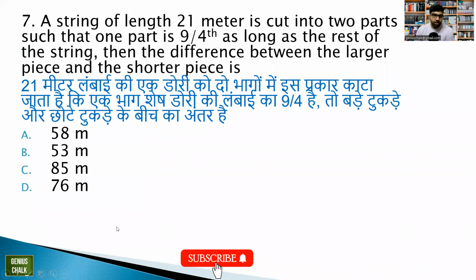Next question says a string of 21-meter length is cut into two parts such that one part is 9 by 4 as long as the other part, right? So what is the difference between the larger piece and the shorter piece? This we can solve by ratio also.